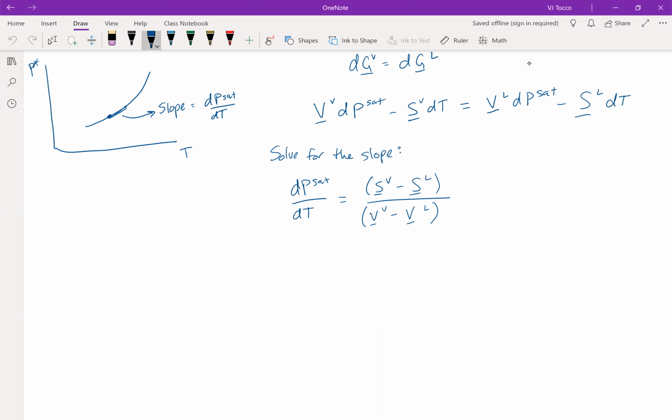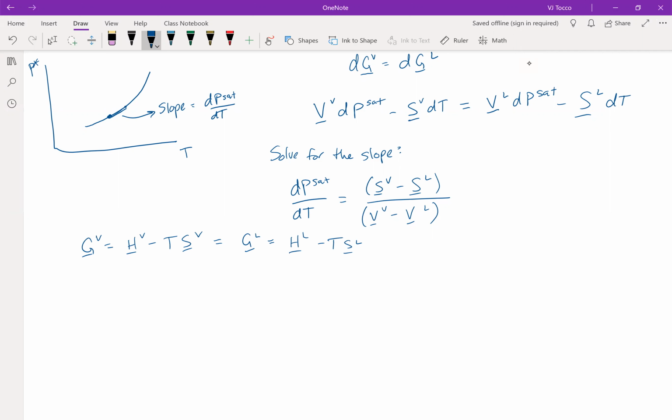So use the form of Gibbs free energy. We know that Gibbs for vapor is equal to enthalpy of the vapor minus T times entropy of the vapor. And we also know that these are all equal at equilibrium. So Gibbs of the liquid is equal to HL minus TSL.